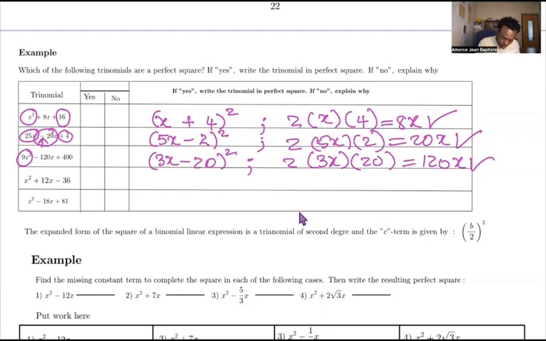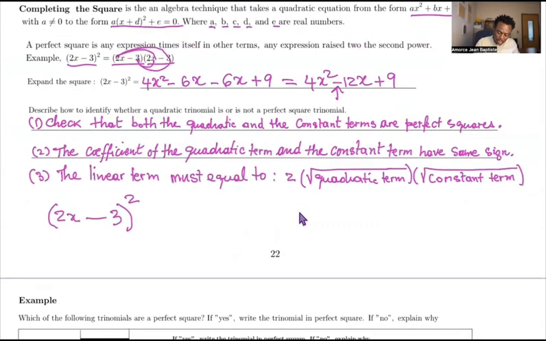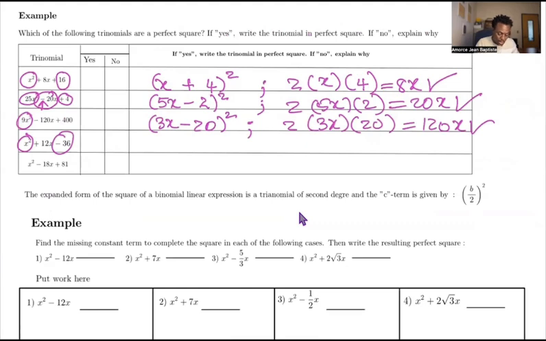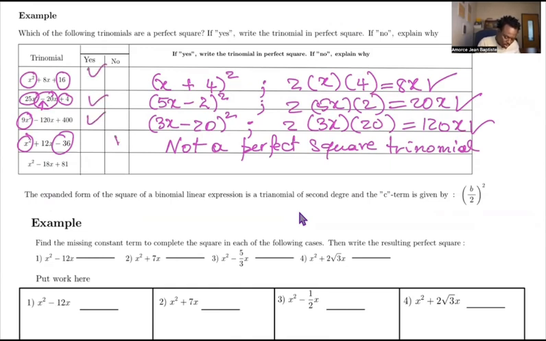For this one, we have x squared and then negative 36. And you remember one of the conditions is that the constant and the coefficient of the quadratic need to have the same sign. We don't have this condition, so this is not a perfect square trinomial. So I need to check yes, yes, and yes here, and this is no.